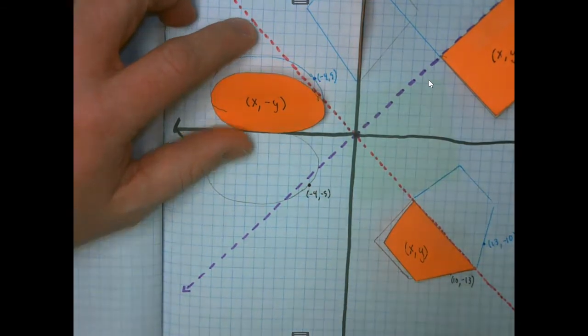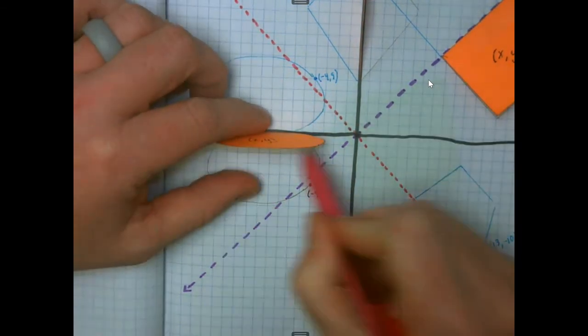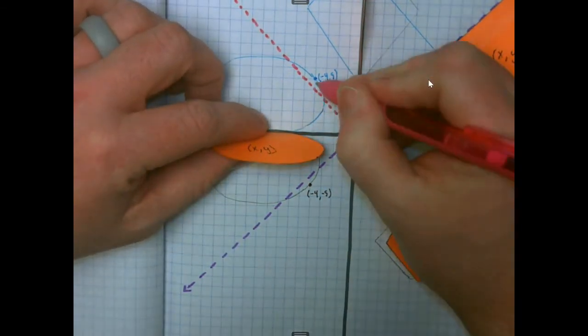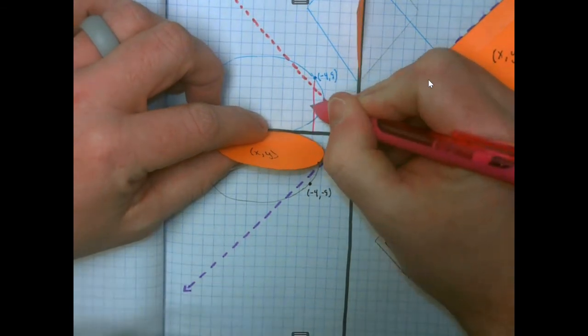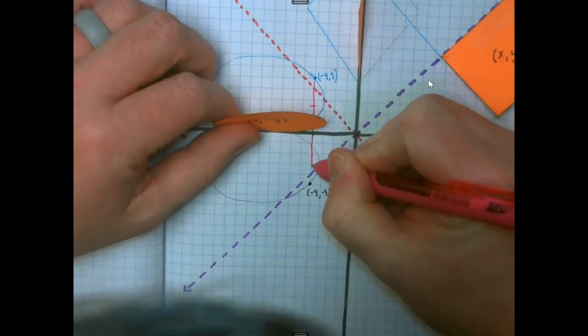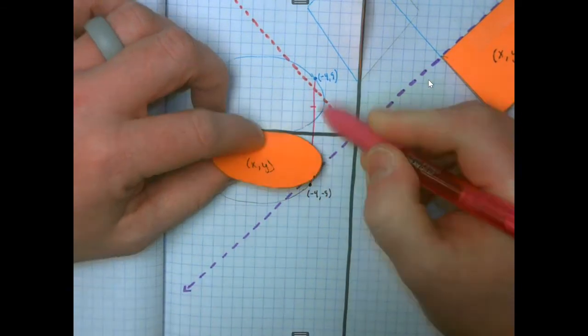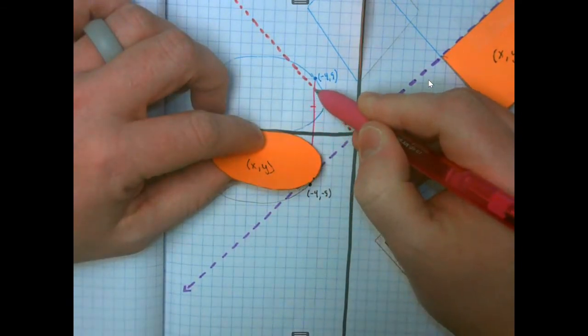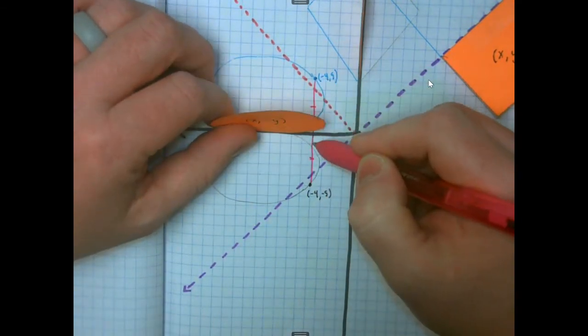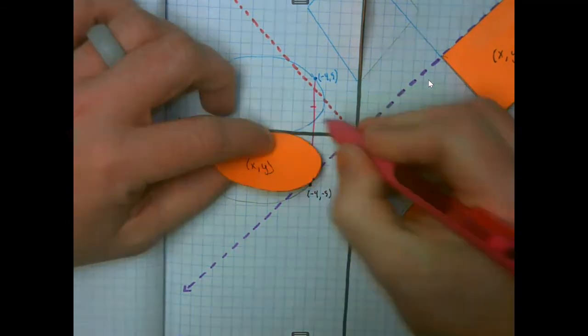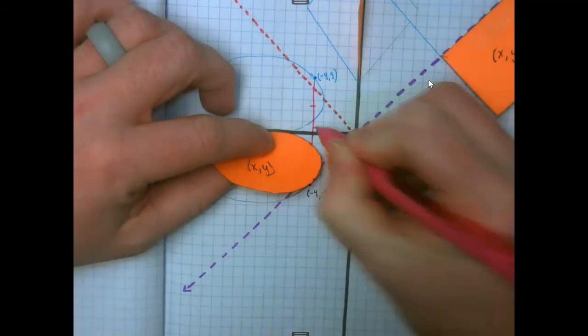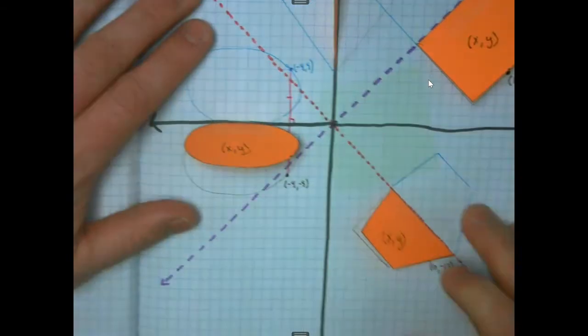I also want to note, this is my line of reflection. This distance here is the exact same distance here. So this is 1, 2, 3, 4, 5 away. This is also 1, 2, 3, 4, 5 away. They're equal distance. They're also perpendicular. Okay, and that will be true for all of these.